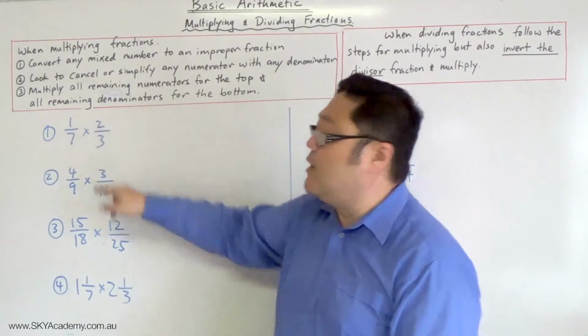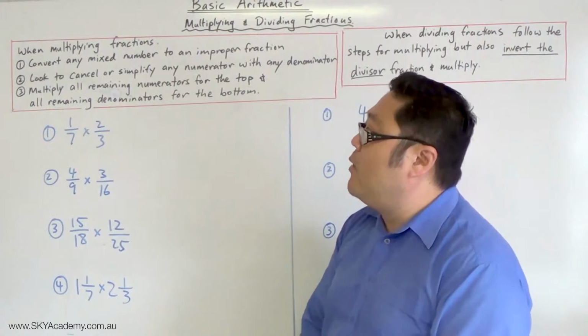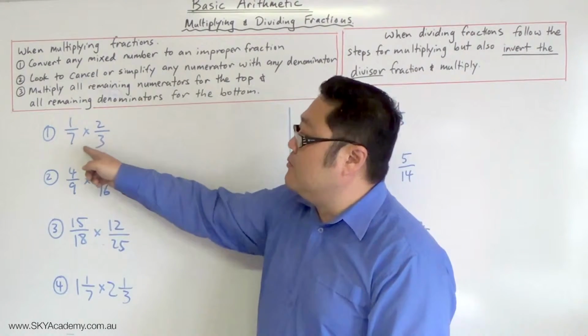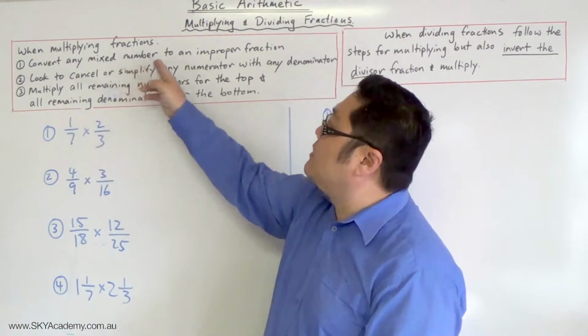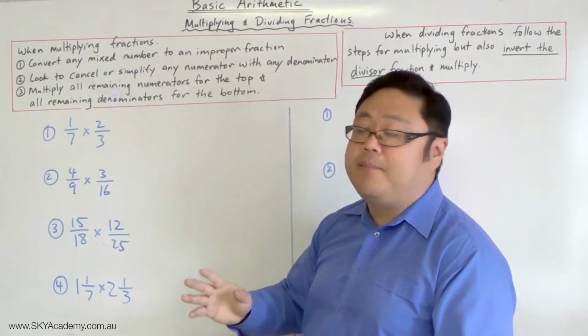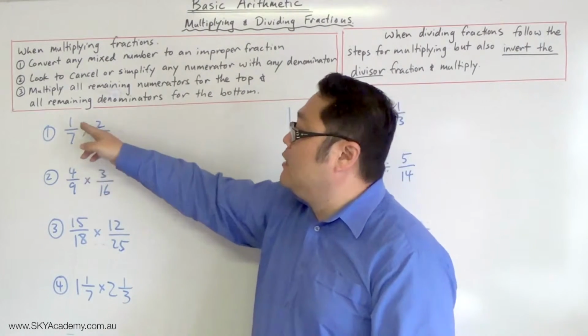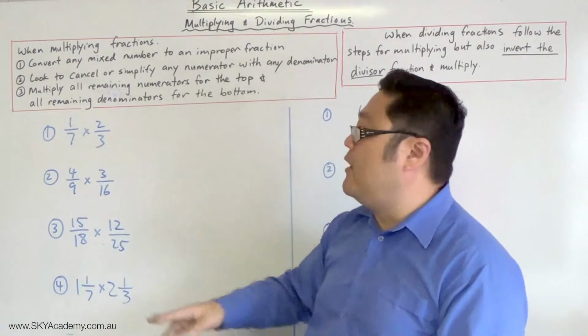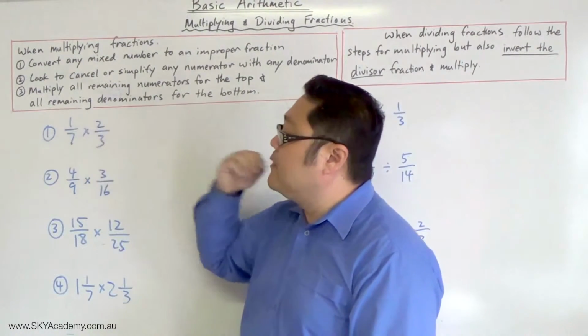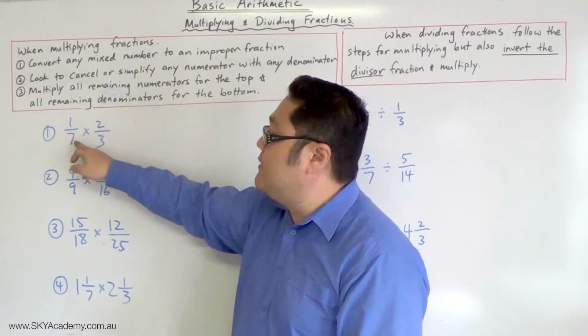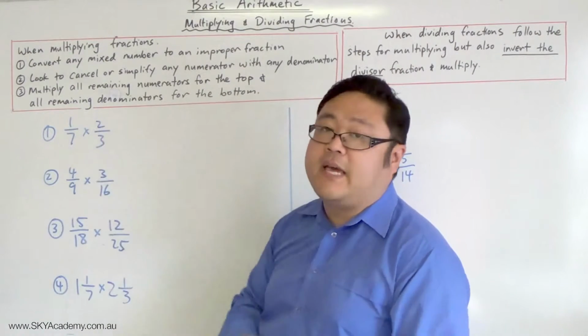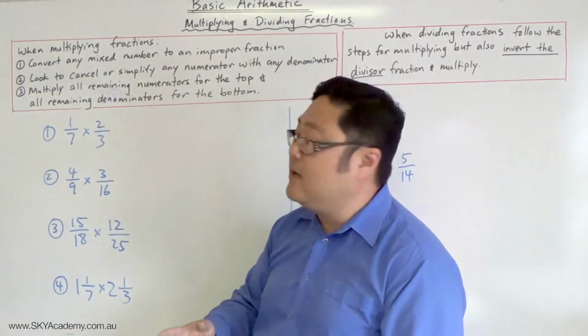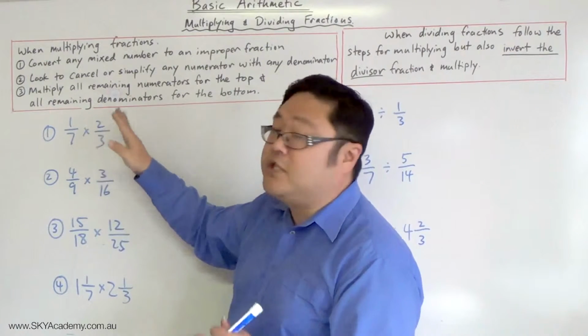So you've got 1/7 times 2/3. Step 1, are there any mixed numerals? The answer is no. There's no mixed numerals to convert to improper fractions, so we can just go to the next step, which is to simplify. 1 and 7. Can we cancel or simplify 1/7? No, we can't. 2/3, can we cancel or simplify 2/3? No, we can't.